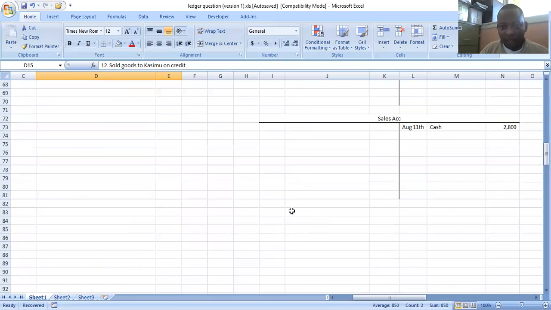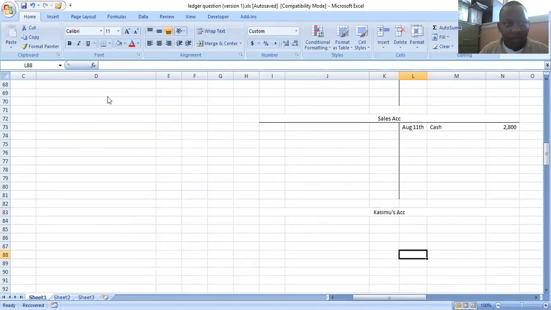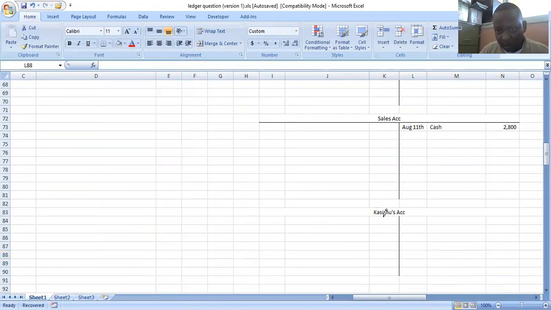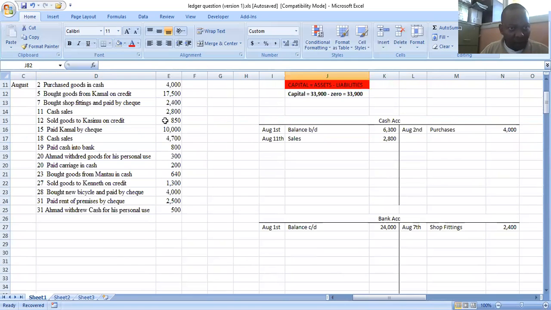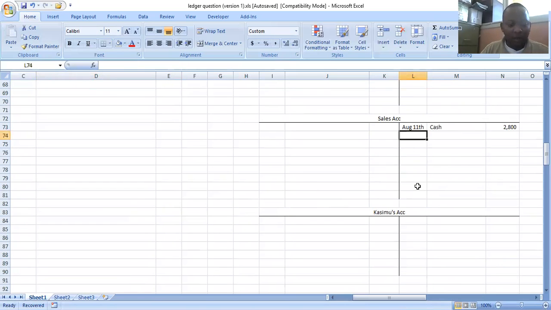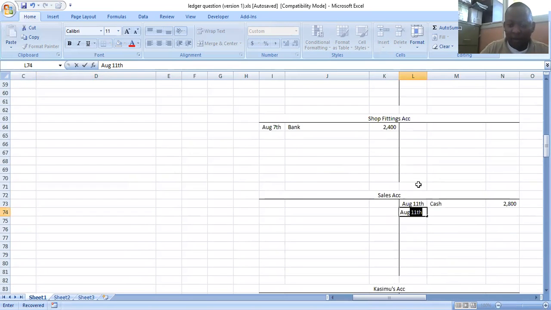So we don't have Kasimu's account as yet, so we open one. So Kasimu's account. We debit Kasimu's account because this is an asset. We debit Kasimu's account and credit sales account. So August 12th, 850. So credit sales account. August when? August 12th, and the amount is 850.